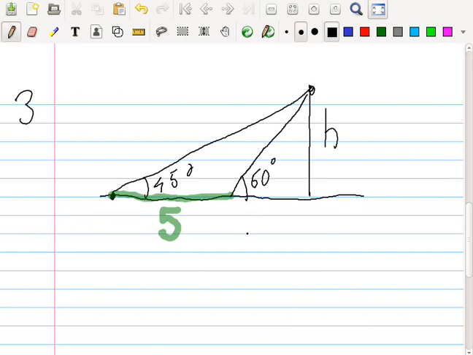Yeah, that's all you know. 50. Sorry, that looks like a 60, I know. 50. And the tree is like that.